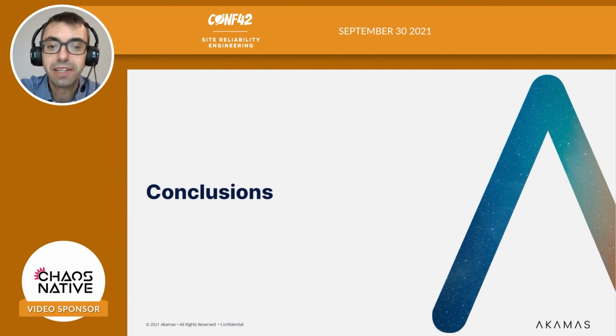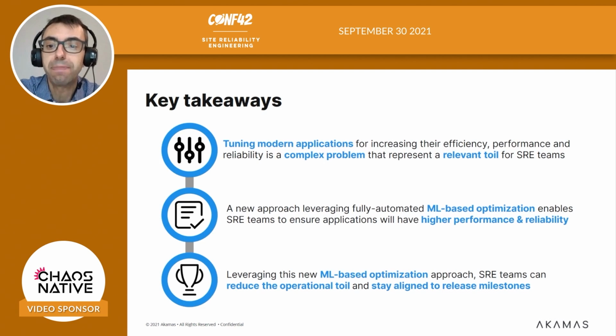All right, it is time to conclude with our takeaways. Our first takeaway is that tuning modern applications is a complex problem that is hard to solve. Any traditional tuning approach causes a relevant toil for SRE teams. A second takeaway is that when our new approach is based on fully automated machine learning-based optimization, it becomes possible for SREs to really ensure that applications will have higher performance and reliability. And third, this new approach also makes it possible to reduce the operational toil and stay aligned to release milestones, a huge improvement for all SREs.